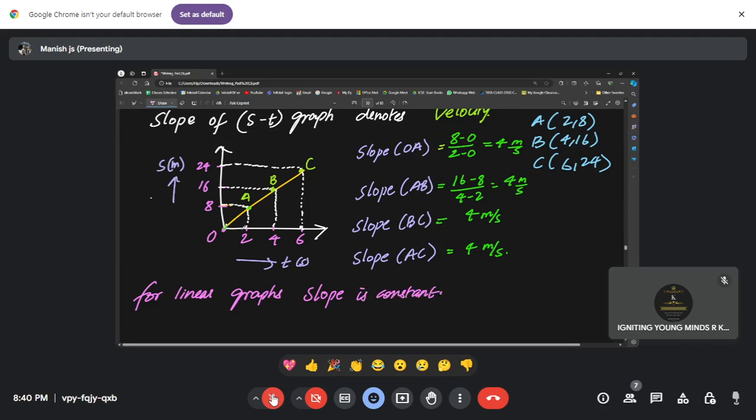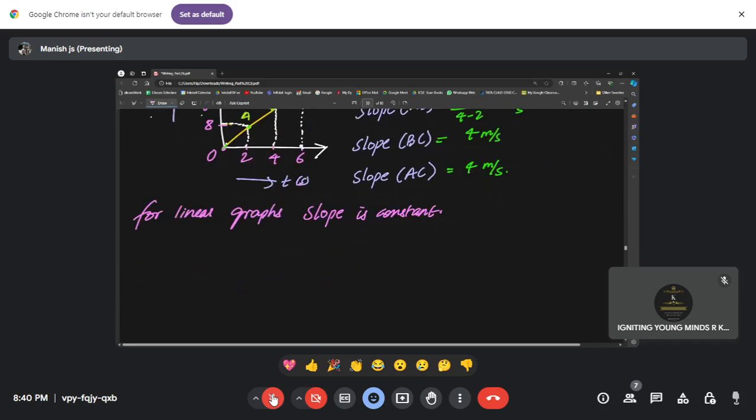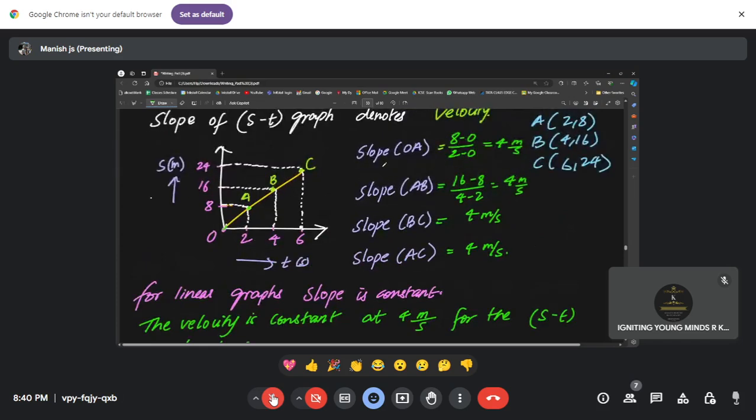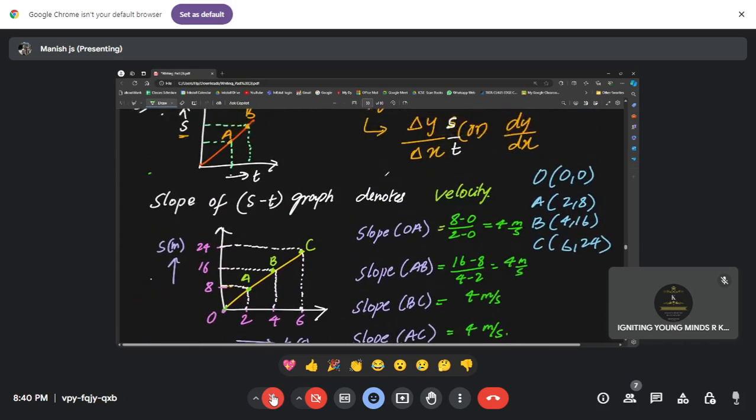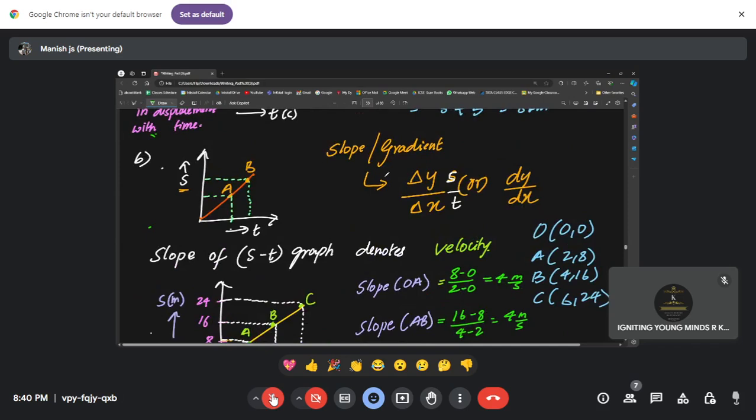In this case, for a displacement time graph, the velocity is constant. The velocity is constant at 4 meters per second for the displacement time graph above. So that is what you observe. This is how you understand the displacement time graph, especially if it is linear.